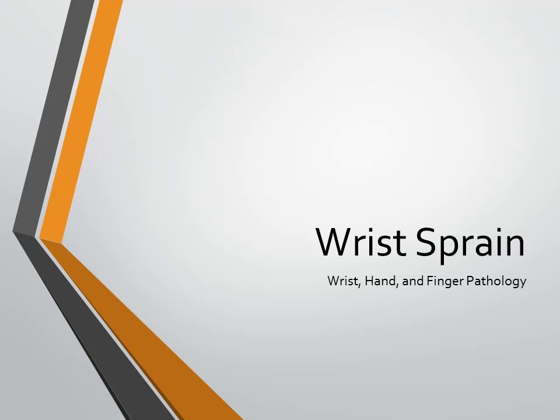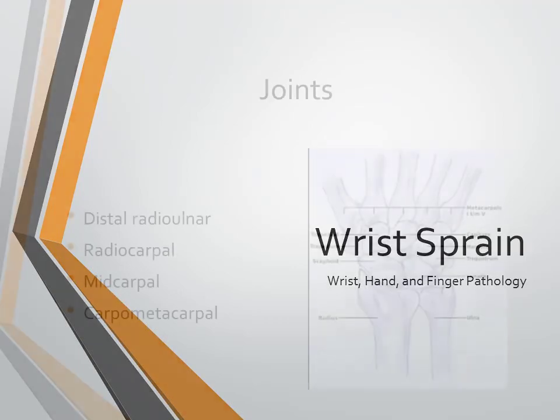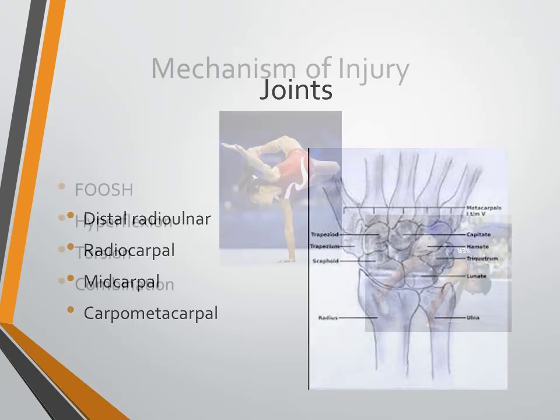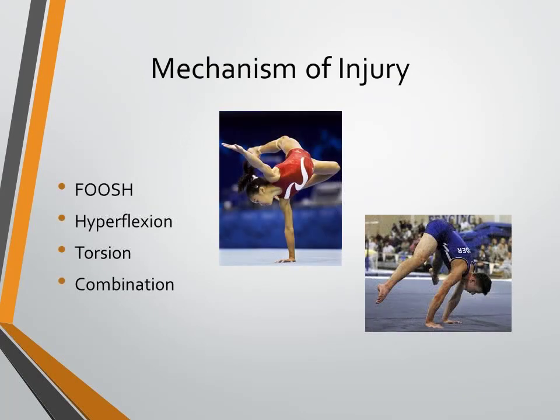Wrist sprains can occur in one of four joints: the distal radial ulnar joint, radiocarpal, midcarpal, or the carpal metacarpal joints. In sports, it's most commonly going to involve the radiocarpal joints, and you will see this in divers, skaters, or wrestlers.